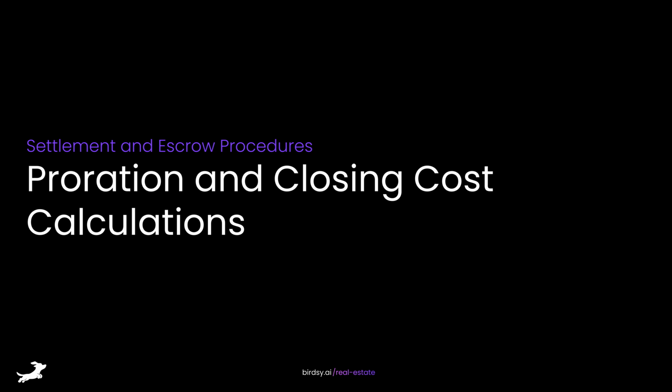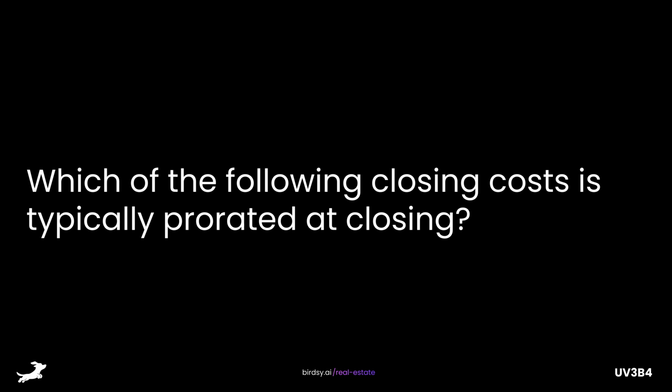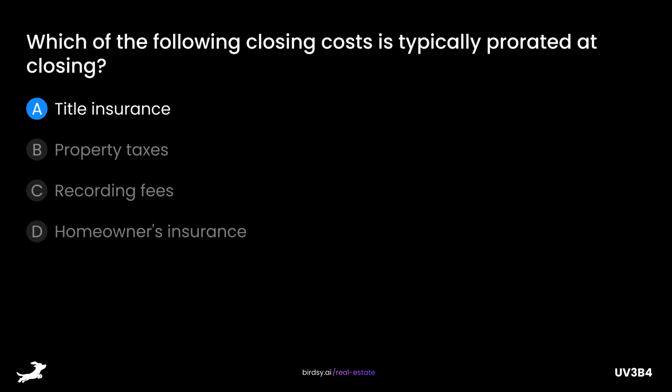Proration and closing cost calculations. Which of the following closing costs is typically prorated at closing? Is it A, title insurance, B, property taxes, C, recording fees, or D, homeowner's insurance? The answer is B, property taxes.